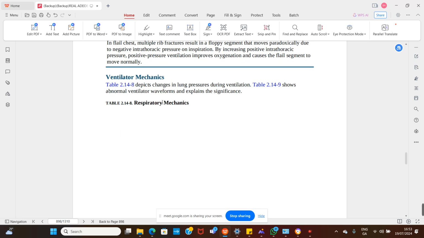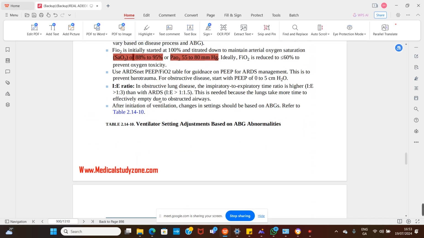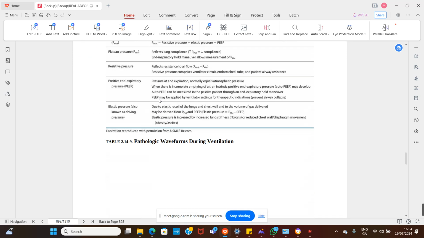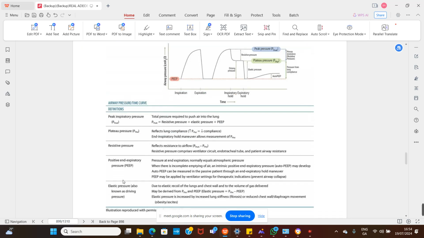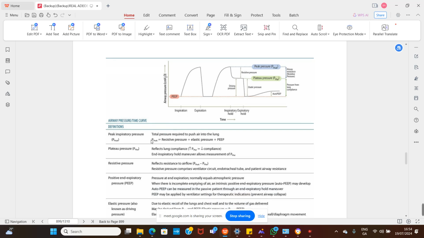So the ventilator mechanics. Let us round up with this. Or we are not rounding up, we still have stuff to go through. Ventilator mechanics is just talking about the pressures in the mechanical ventilator and what they represent. The total pressure to push into the lungs is what we call the peak inspiratory pressure. That's the total pressure you need to push in. So what are the things you need to overcome? You need to overcome two major things.